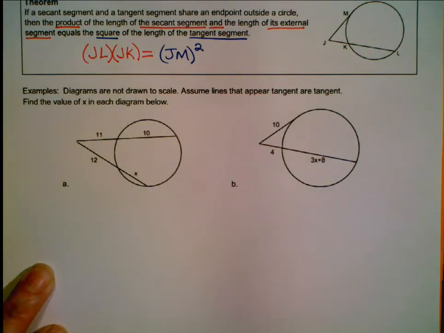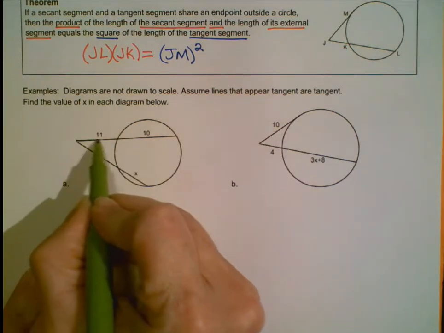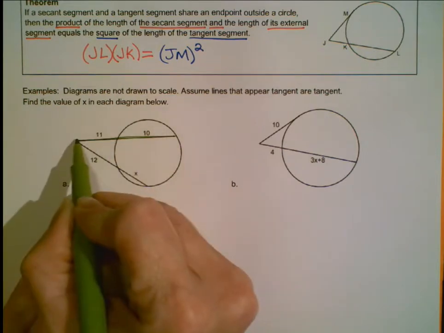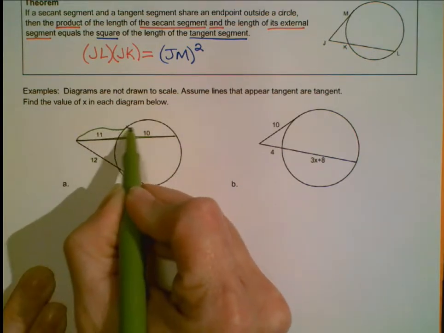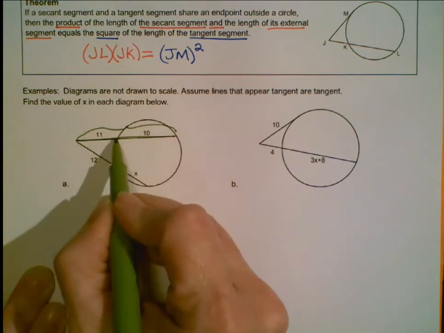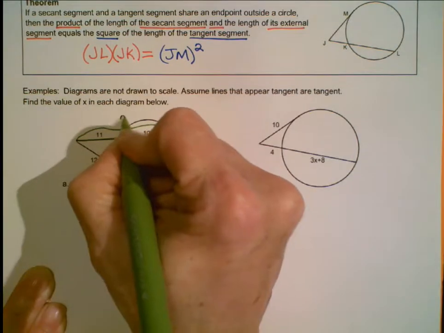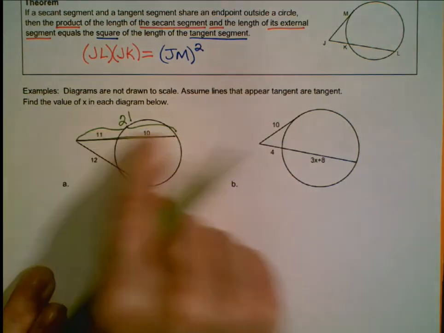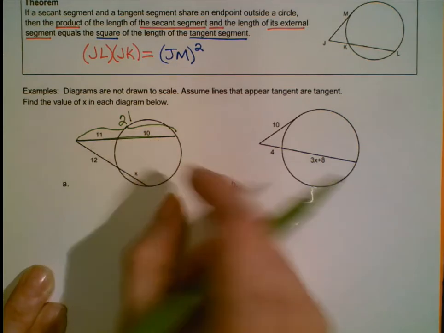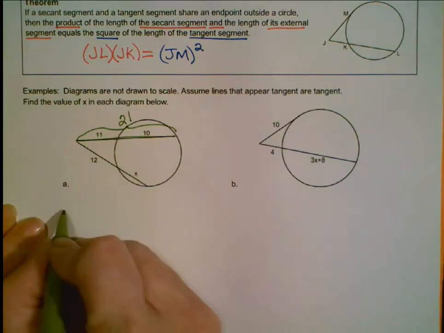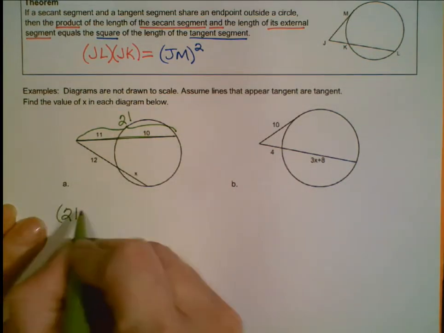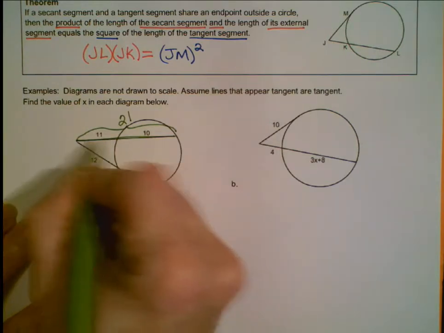So in the first diagram, I see two secants. And I know that with a secant, I multiply the entire length times the outside part. I'm going to look at this one first. The entire length would go all the way across. So 11 plus 10, the entire length there is 21. So the entire length is the sum of these two added together, times the outside part. The outside part is 11.